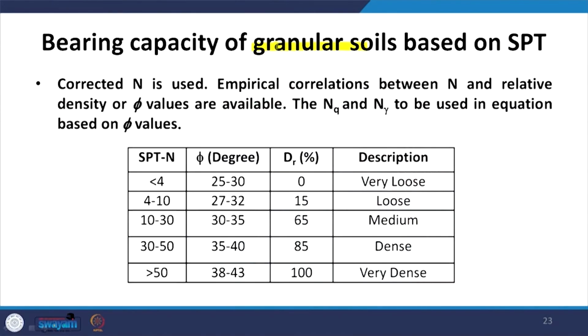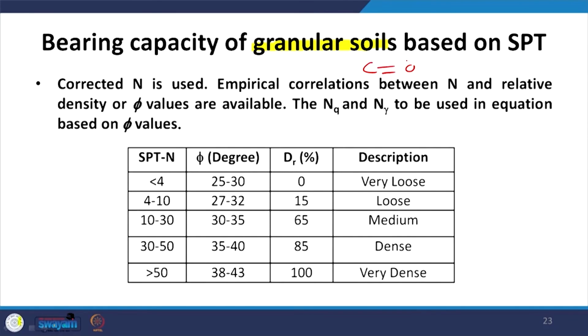Many times, rather than doing so many calculations and using the chart, a rough or crude idea of the relation between n value, phi value and relative density can also be obtained from the table, and this is only for granular soils. That means again this table is the case when you have the value of C equal to 0.